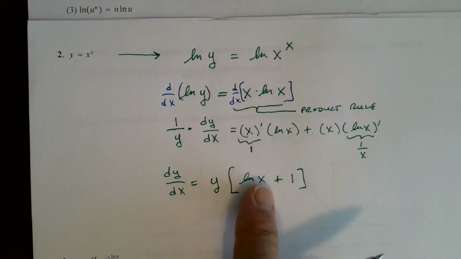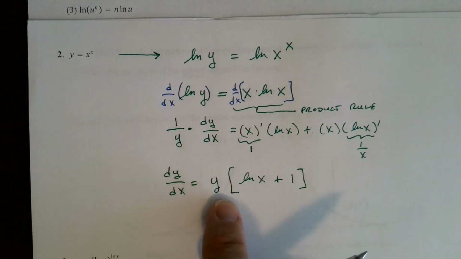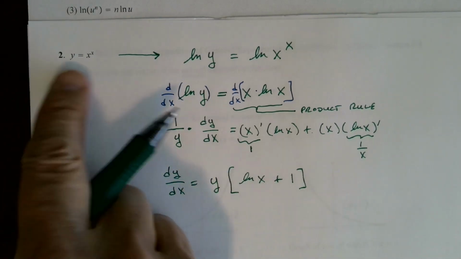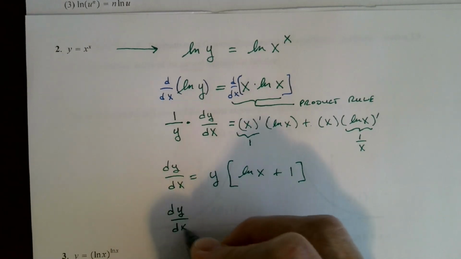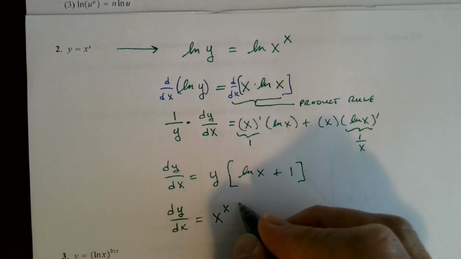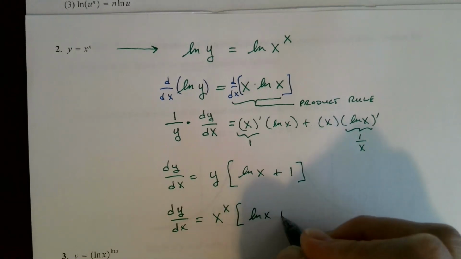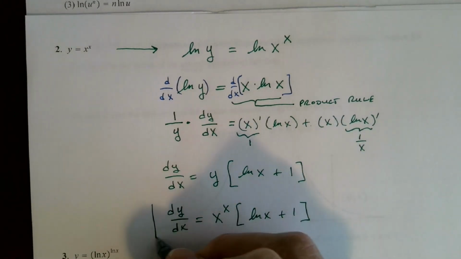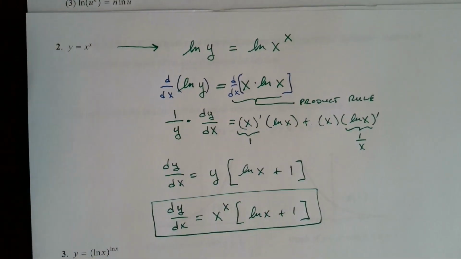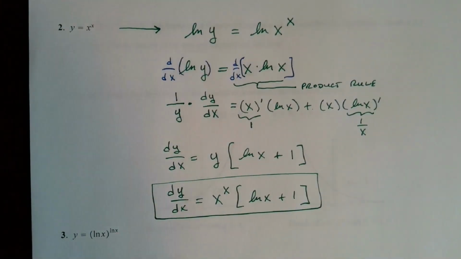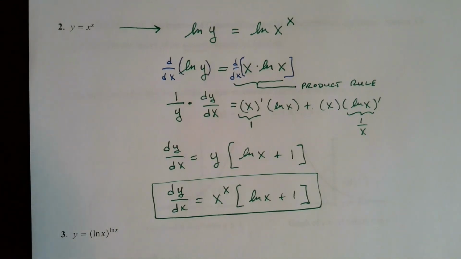Notice it's in terms of x and y, but I can make it in terms of x only because y is just x to the x. So if I write y as x to the x, there's my derivative. So quite a little interesting function, x to the x power, and we are able to find its derivative.